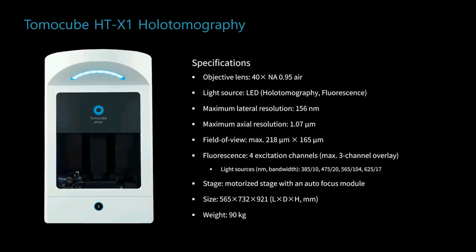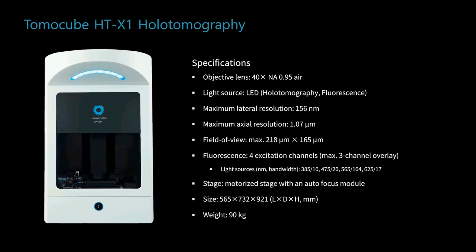And it has a motorized stage with an autofocus module, so you don't have to worry about focusing at every different position. The objective lens is 40x with an NA of 0.95, and air immersion, so it's very easy to use. There are also correlative imaging capabilities: 4 excitation channels, and you can use 3 channels of the array. And as you can see here, it also has an on-stage live cell incubator.